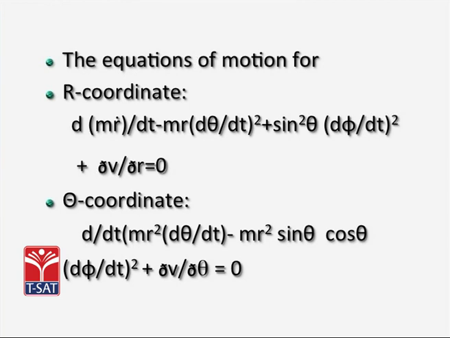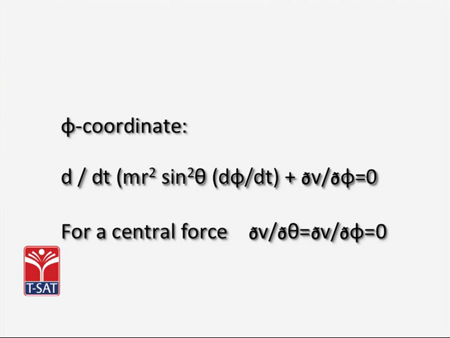The theta coordinate will now become d by dt of m r square d theta by dt minus m r square sin theta cos theta (d phi by dt) whole square plus dou V by dou theta is equal to 0. The phi coordinate now becomes d by dt of m r square sin square theta d phi by dt plus dou V by dou phi, that is equal to 0. All this for a central force.